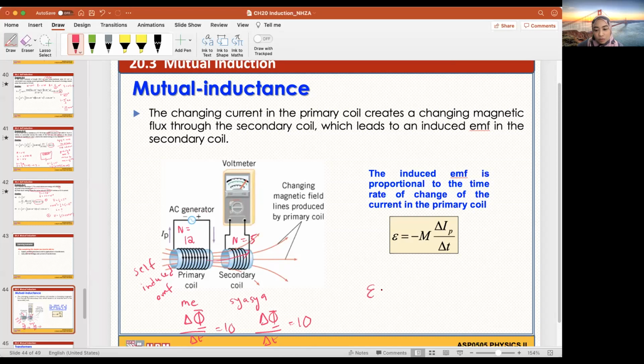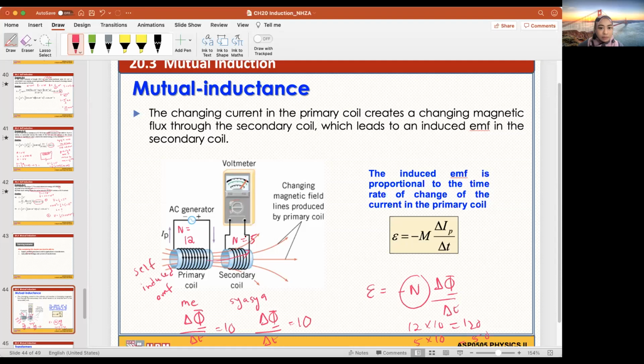Remember, EMF is equal to minus N change in flux over the change in time. So even though we have the same magnetic flux, Shasha will have a different EMF than I do. I will have a greater EMF than Shasha because my N is 12 and Shasha's is 5. 12 times 10 is 120, and 5 times 10, the magnetic flux, is 50. We will have different EMF, even though Shasha's EMF comes from me. Okay, so that is mutual inductance.